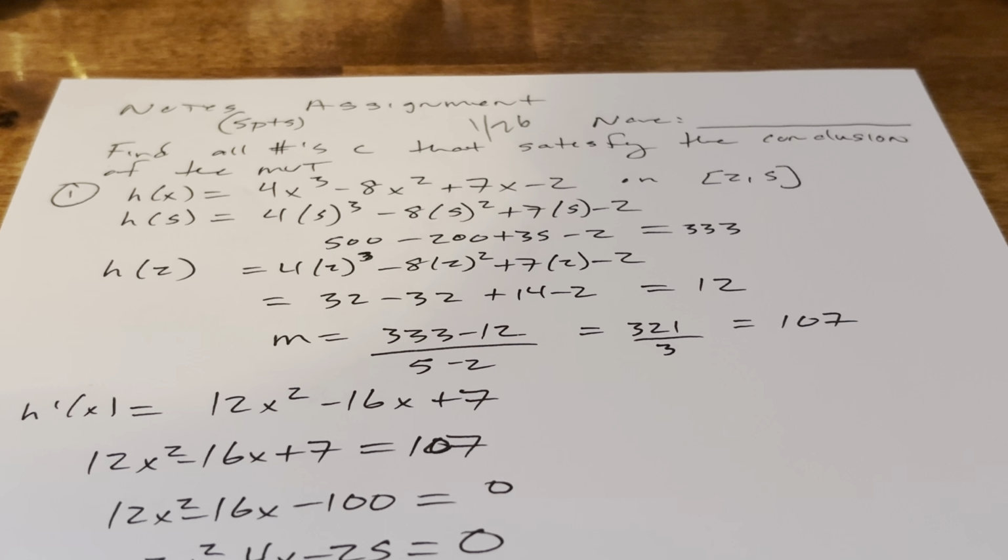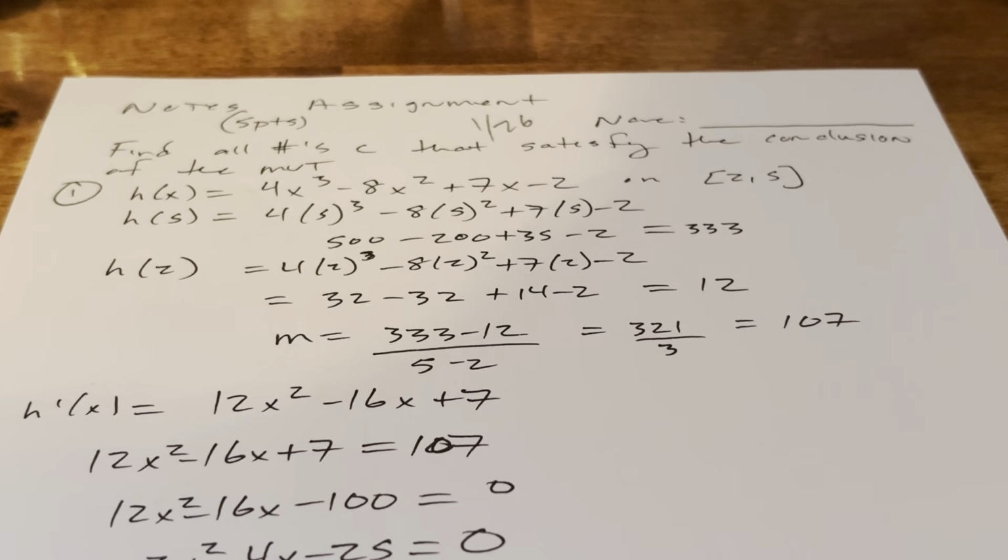So this is notes assignment, calculus, write your name. This needs to be on a separate sheet of paper, definitely. Might need 2 sheets of paper. We'll see what's coming up here. Needs to be on a separate sheet, though. Find all numbers C that satisfy the conclusion of the mean value theorem.